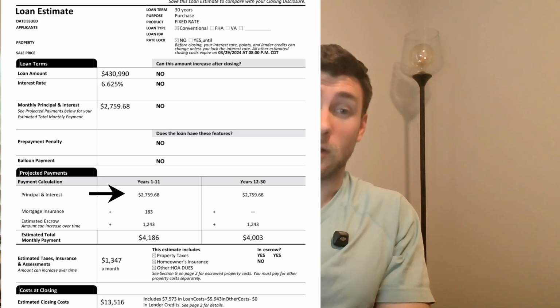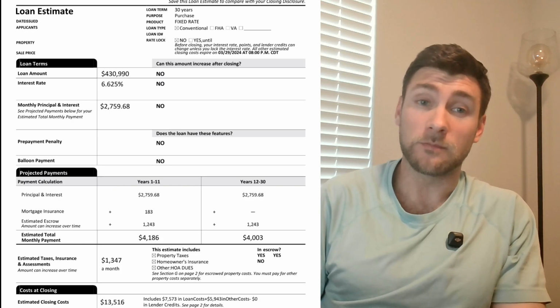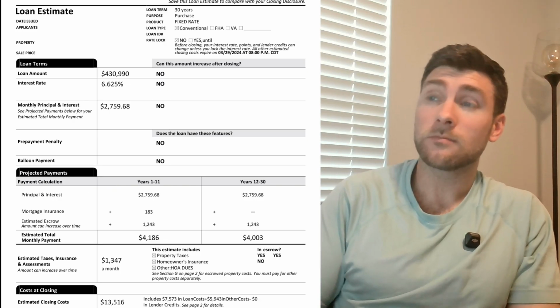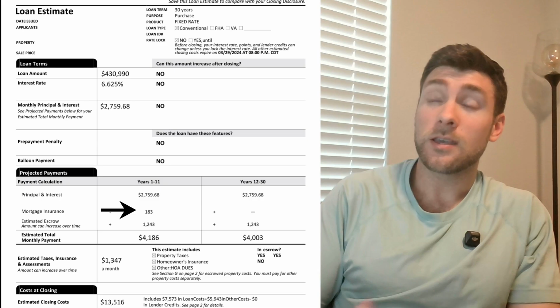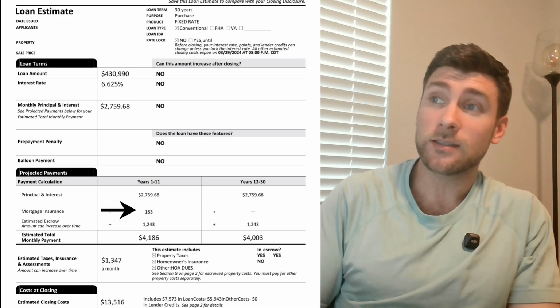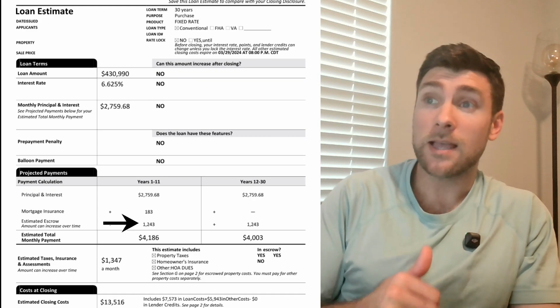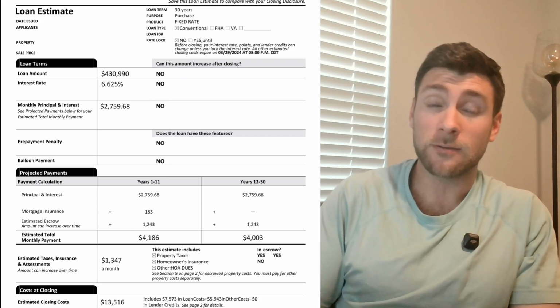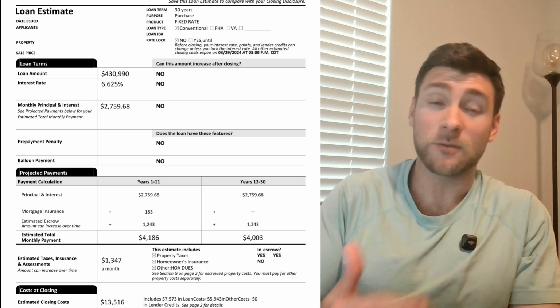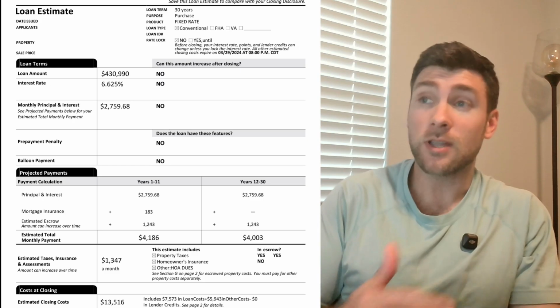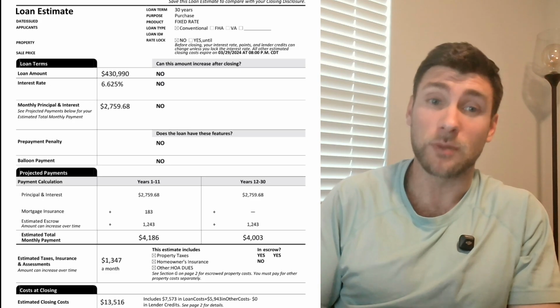Let's start with page 1. This is a high level summary. Here you'll see the loan amount, the interest rate, your monthly principal and interest, and whether your rate can change. If you see anything checked yes, like prepayment penalty or balloon payment, pause and ask about it, because on most standard loans, 99% of first home buyer loans, they should not have prepayment penalties or balloon payments.